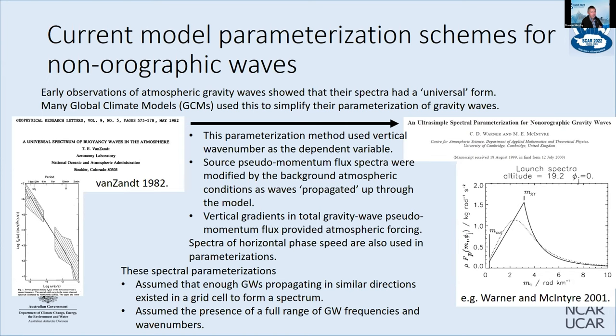An example given on the right is the Warner and McIntyre scheme from their paper in 2001. This parameterization method uses vertical wave number as a dependent variable. The source pseudo-momentum flux spectra are modified by the background atmospheric conditions as the waves propagate up through the model, and vertical gradients in the total momentum flux provide atmospheric forcing. Spectra of horizontal phase speed are also used in parameterizations. Now, these spectral parameterizations assume that enough gravity waves are propagating in similar directions within a grid cell to form a spectrum. And they also assume the presence of a full range of gravity wave frequencies and wave numbers.